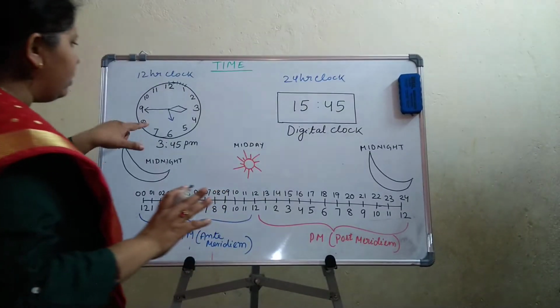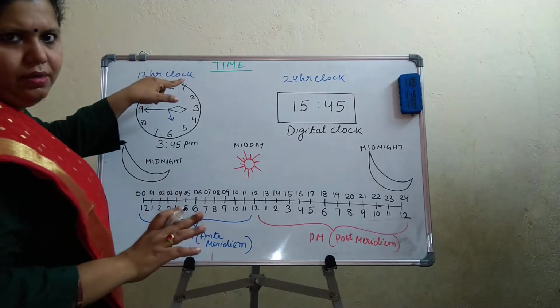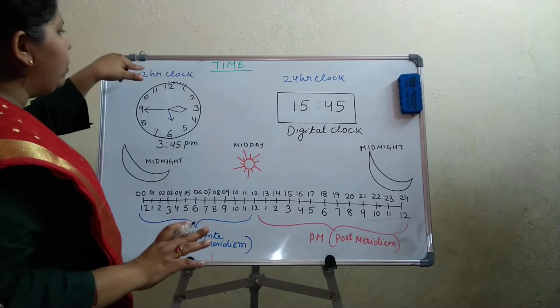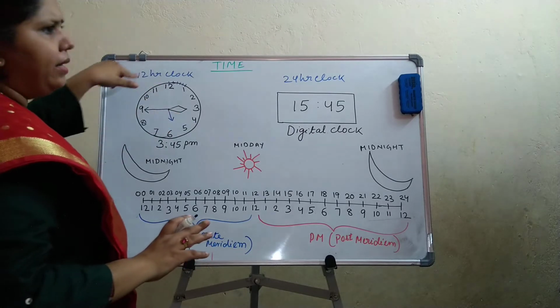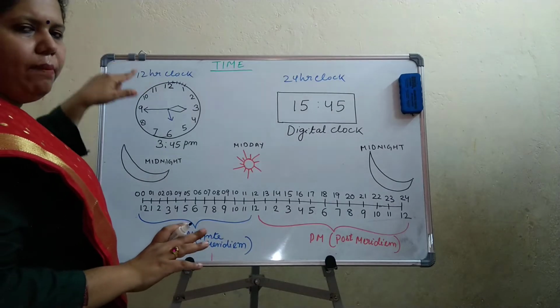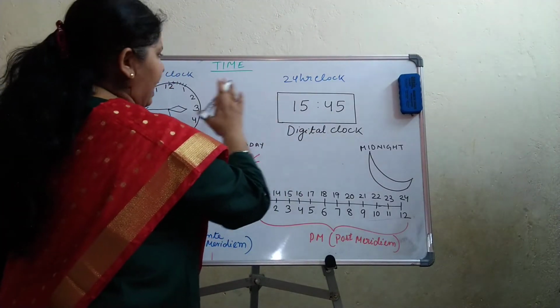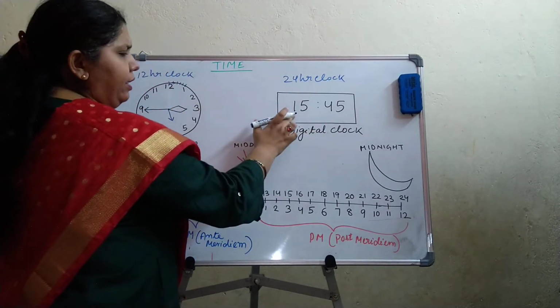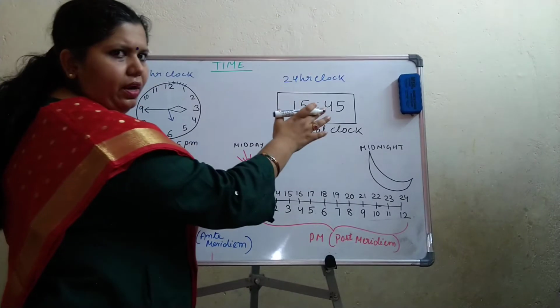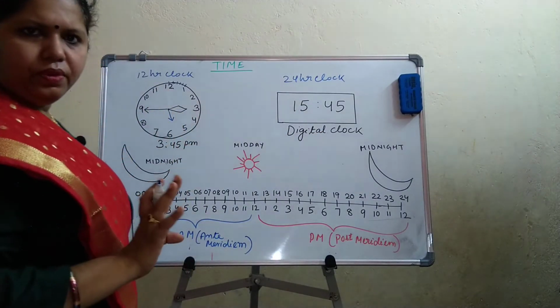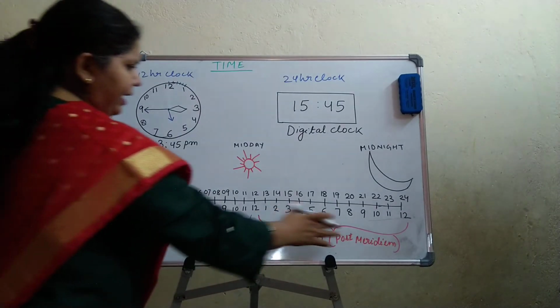The 12-hour clock is also covering the day, but in 2 phases: 12 to 12 and another 12 to 12. So 2 times it has to come. The hour hand has to complete 2 rounds of 12 to complete 1 day. But the 24-hour clock will show, after 12, 13, 14, 15. Here, after 12, you have 1, 2, 3, 4 like this. To understand better, can you see this diagram?